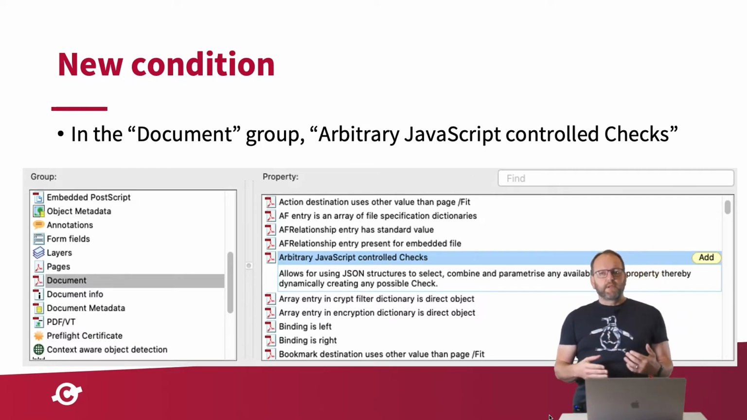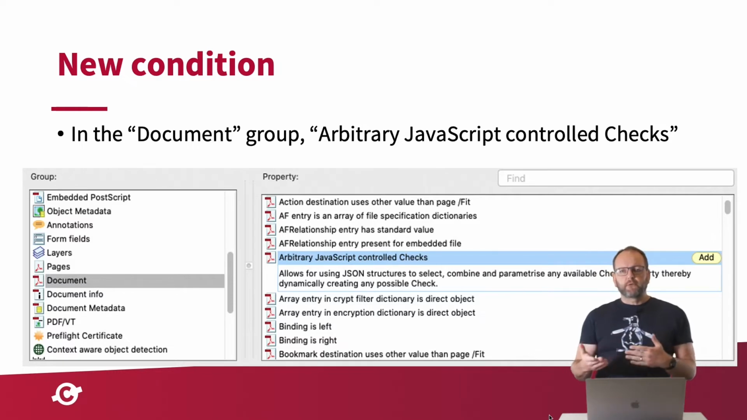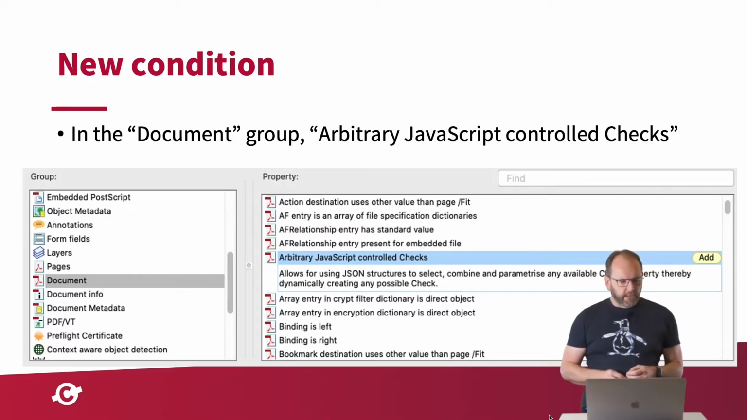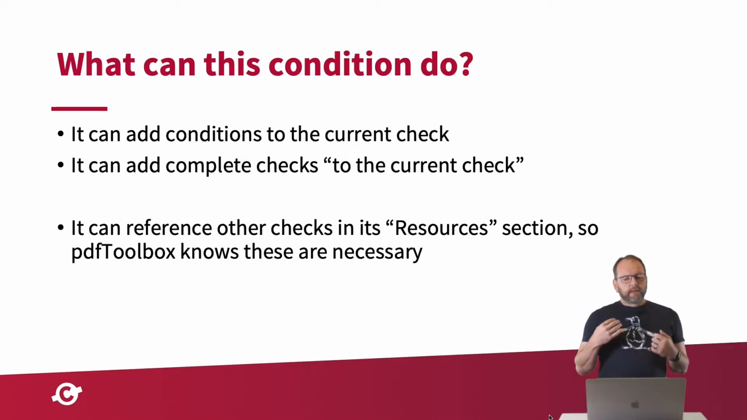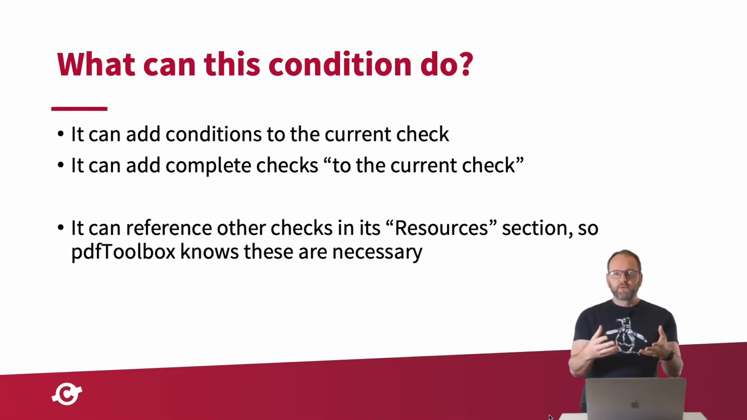Again, if you know something about pdfToolbox, then a pre-flight check is normally built out of 1 or more conditions, and these together determine whether there is a hit or no hit. This condition is a bit strange. It crosses some boundaries. Why? Because it is a condition that will allow me to create things on the fly, dynamically. How does it work? Well, this condition can add conditions to the current check. So I can make a pre-flight check and then use this condition to dynamically create additional conditions that are going to end up in my current check.